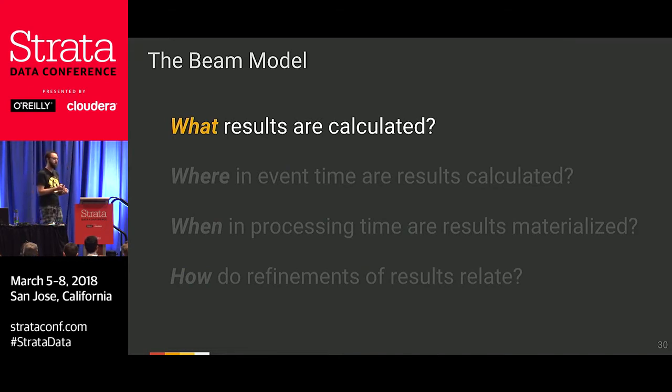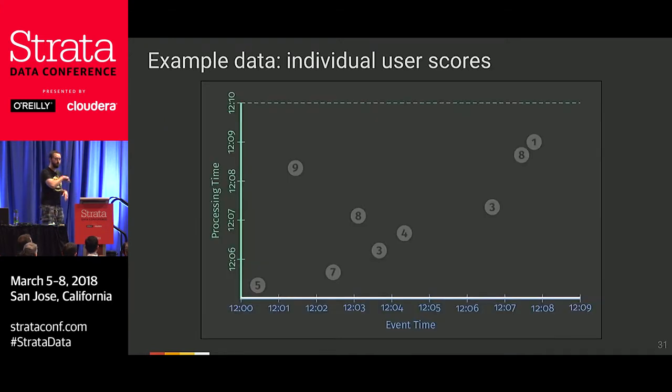So what's meant by this is, are you computing sums? Are you calculating histograms? Are you building machine learning models? This is the question that we've always answered with classic batch processing. Just what is it that I'm computing? To do this, we're going to walk through some examples.